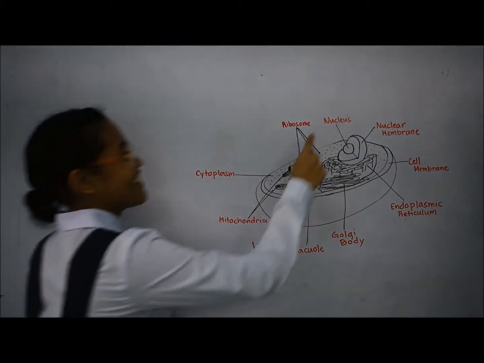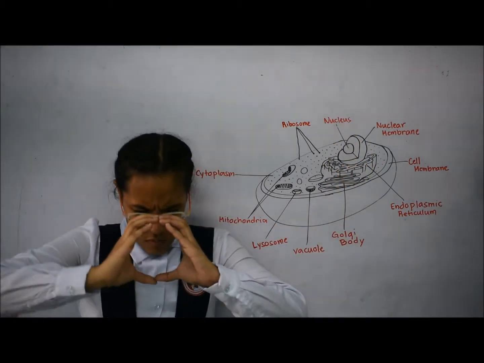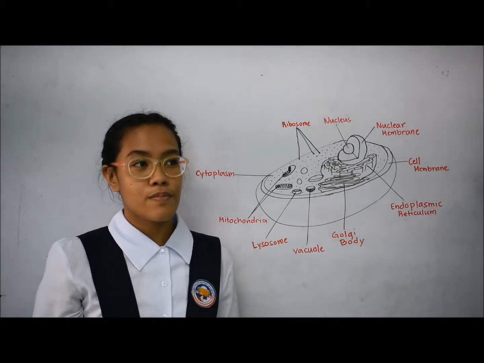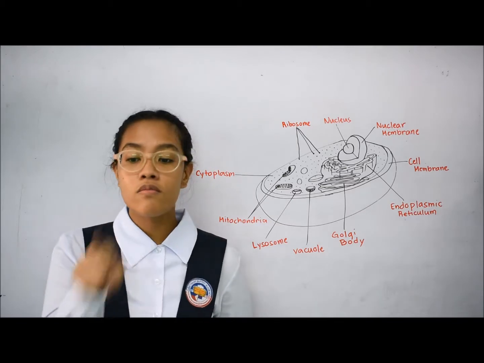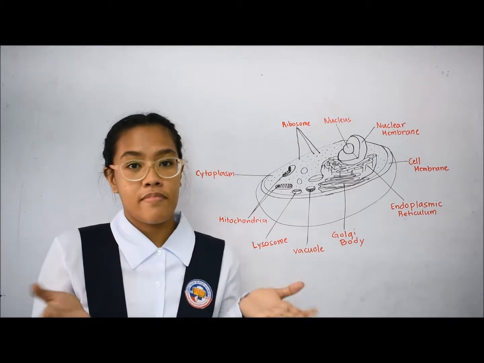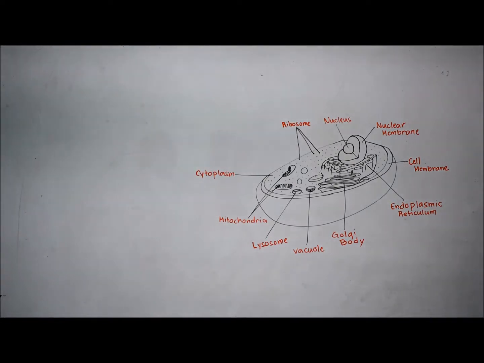Next up, the nucleus. The nucleus is the largest organelle and it is made up of three parts: the nuclear membrane, chromosomes, and the nucleolus. The nucleus controls all of the cell's activities and controls which proteins are made. It can be found in both plants and animals, but only in eukaryotic cells.